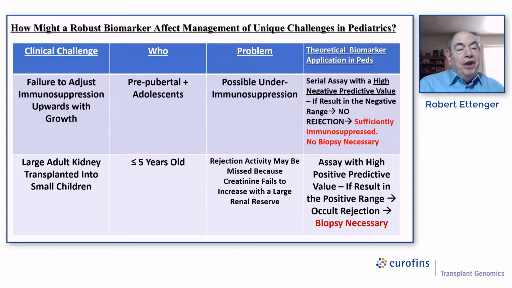What about the failure to adjust immunosuppression upwards with growth? Again, this happens in prepubers and adolescents, mostly as prepubertals are transitioning into teenagerhood. The problem, again, is possible under-immunosuppression. And if the result is in the negative range again, there's no rejection and the patient is sufficiently immunosuppressed, with no biopsy necessary. You can see there's a bit of a theme here of wanting to uncover the possibility of under-immunosuppression.